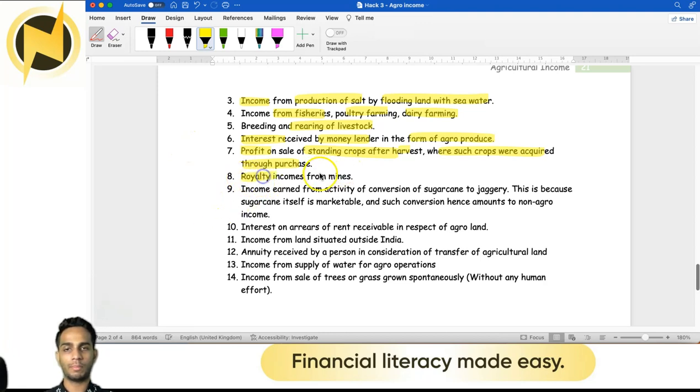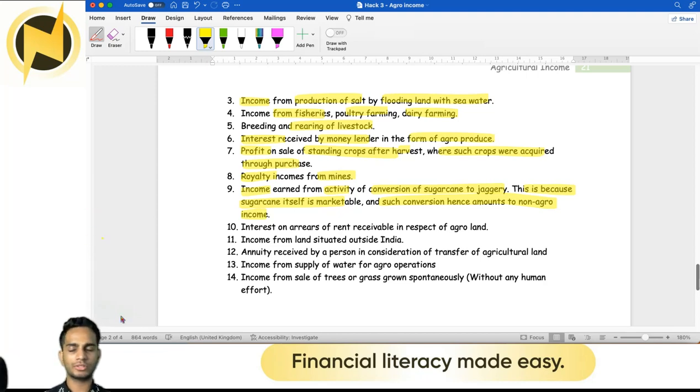Next, royalty income from mines. No. Next, income earned, very important, from the activity of conversion of sugarcane to jaggery. This is because sugarcane itself is marketable, and such conversion hence amounts to non-agricultural income. Alright, this is very important.